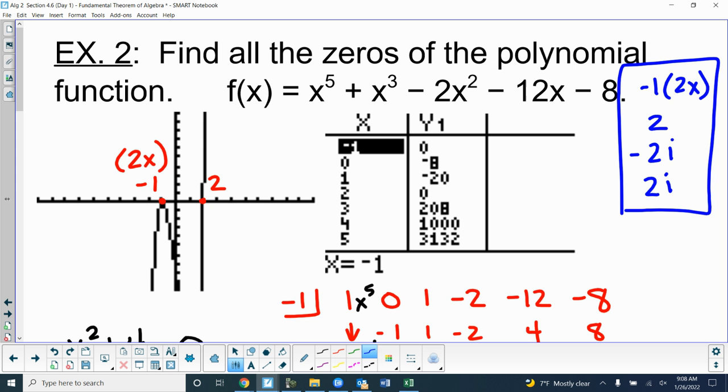So use your calculator to get started. If it gets all of them, great. If it doesn't get all of them, then you're using synthetic division to simplify your polynomial. It will always simplify to that quadratic for you. So you can use the quadratic formula. Okay? Questions? That's it.